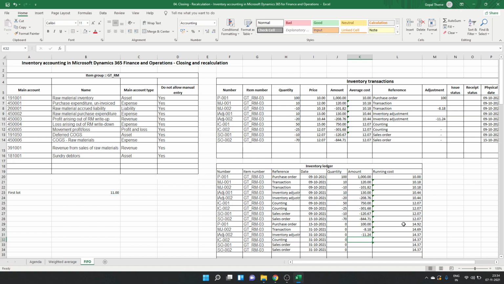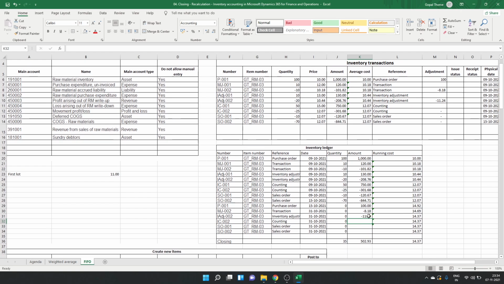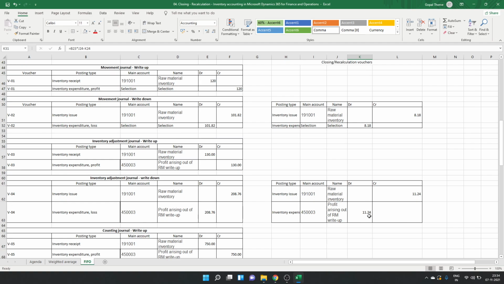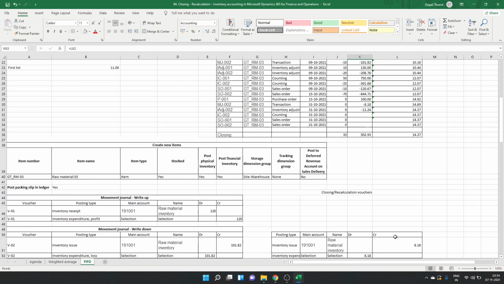So here we have 11.24 of additional adjustment. Okay, and the voucher is posted like the second inventory write down transaction. Same set of accounts are taken from the inventory transactions, and inventory is additionally credited by 11.24, and the inventory expenditure loss account is debited by 11.24.